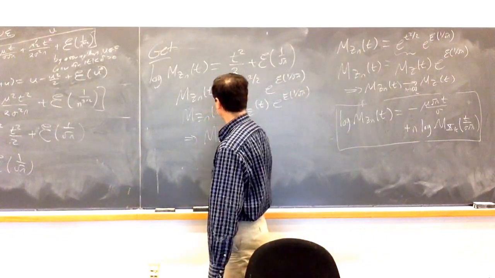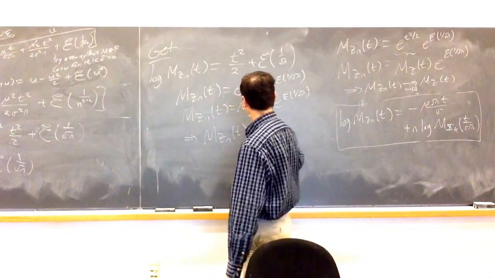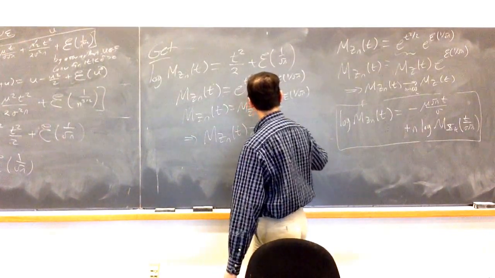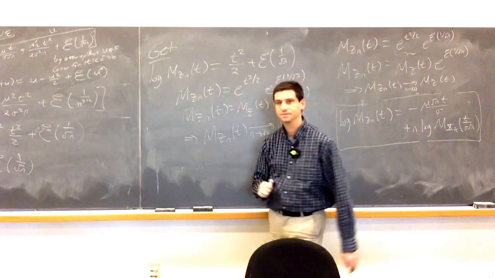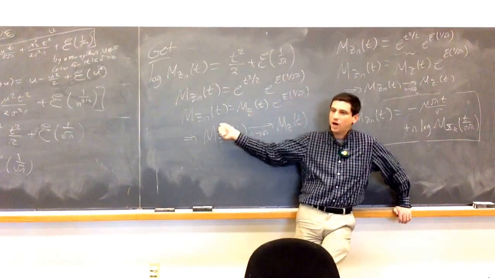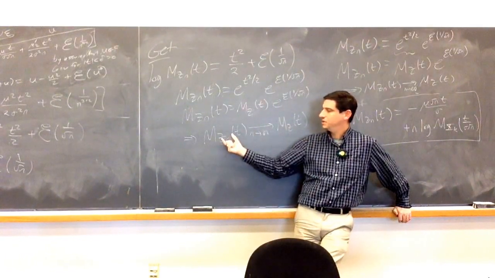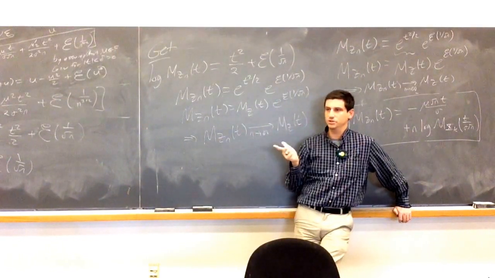Therefore, the moment generating function of zn of t, as n goes to infinity, goes to the moment generating function of the normal. And now we need those results from complex analysis that say this implies the densities converge. Was there a question? No.